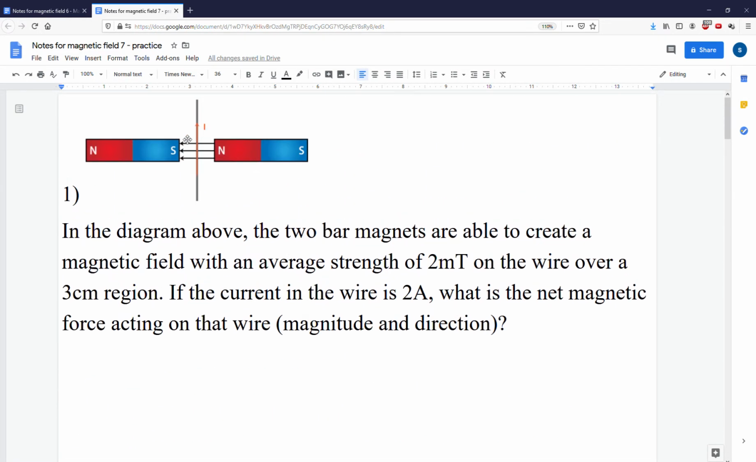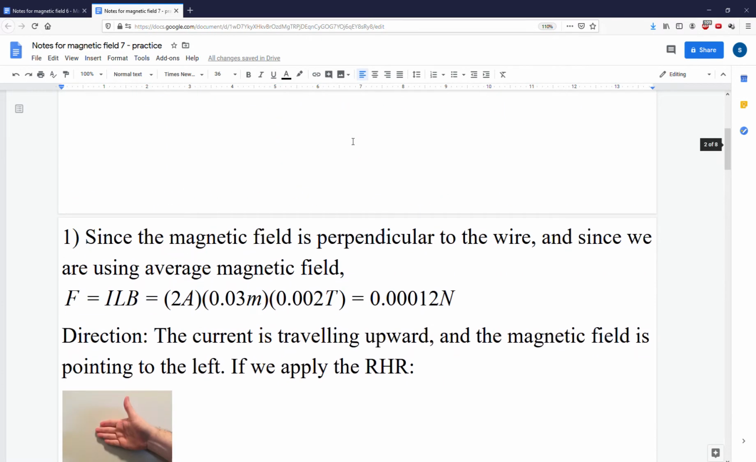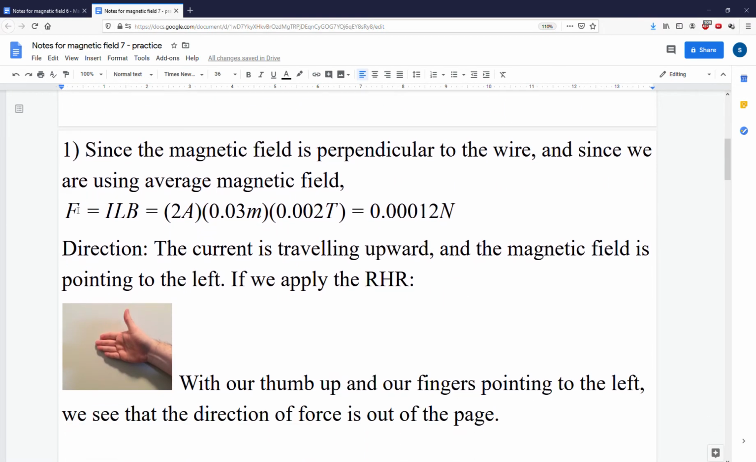So in this image, we can see that the current is going upward, and so the length vector is up, and the magnetic field is going to the left. These two are perpendicular to each other, so theta is 90 degrees, which means that we can use the formula F is equal to ILB.